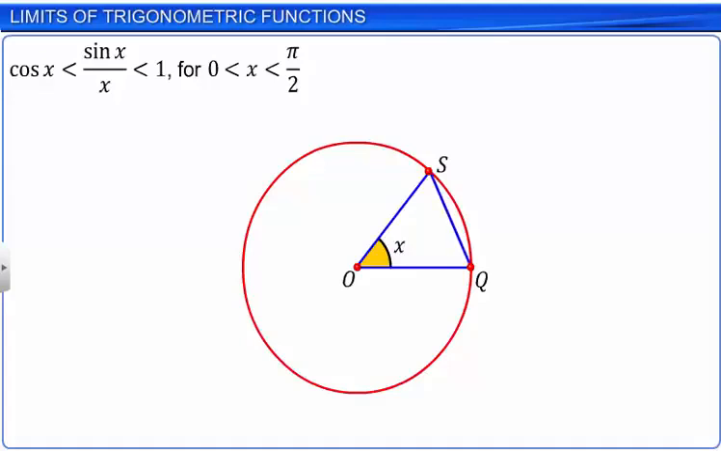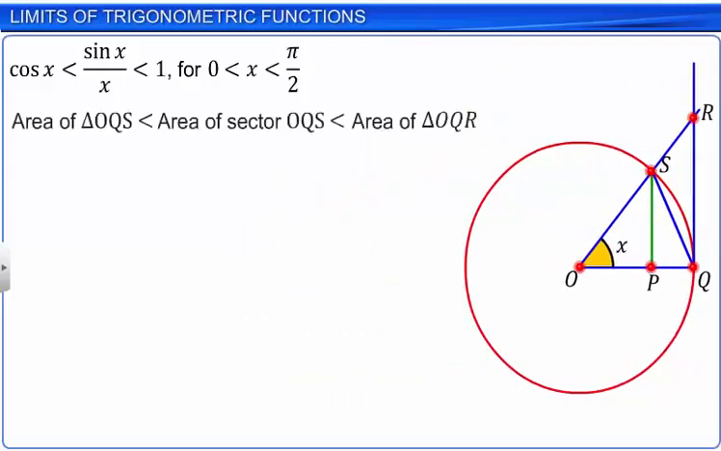We will draw the chord as shown. Now, we will draw a perpendicular from point S onto line OQ. The meeting point is P. Next, we draw a line from Q and perpendicular to line OQ. Extend line OS to meet this perpendicular line at R. We will get a relation from the figure, which is shown here.